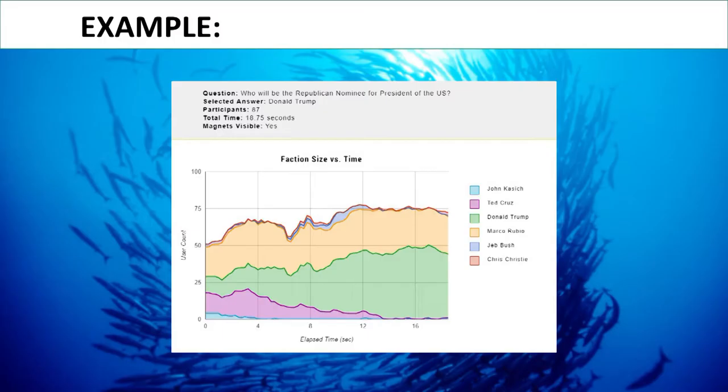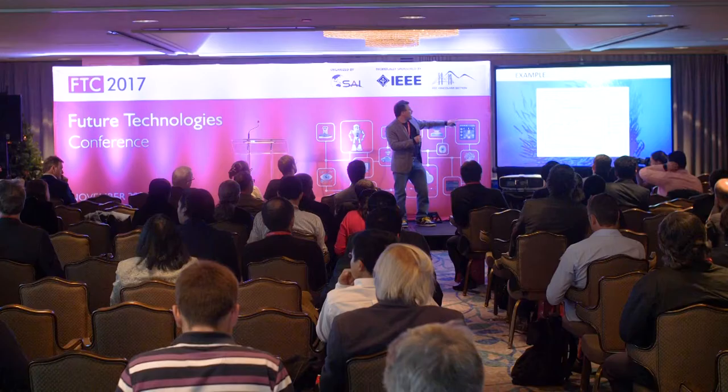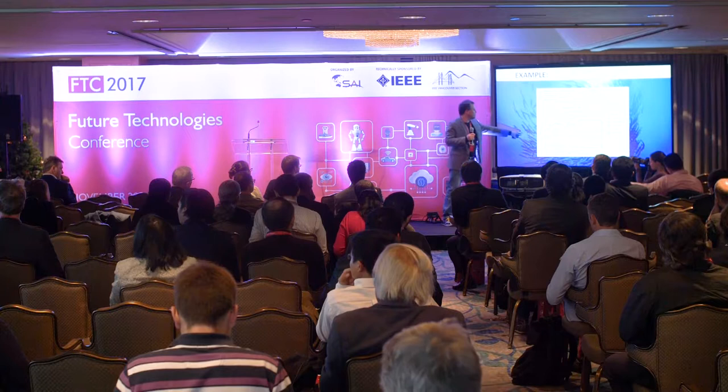And so here we're looking at what we call faction analysis. We're looking at different factions of people pulling in different directions. And so what you can see here is that there are three primary factions, these three different colors, the orange and the green and the purple. And at time zero, the biggest faction was actually Marco Rubio. Had you taken a vote, people would have said, oh, the biggest plurality is Marco Rubio. He's going to be the next Republican nominee for president.